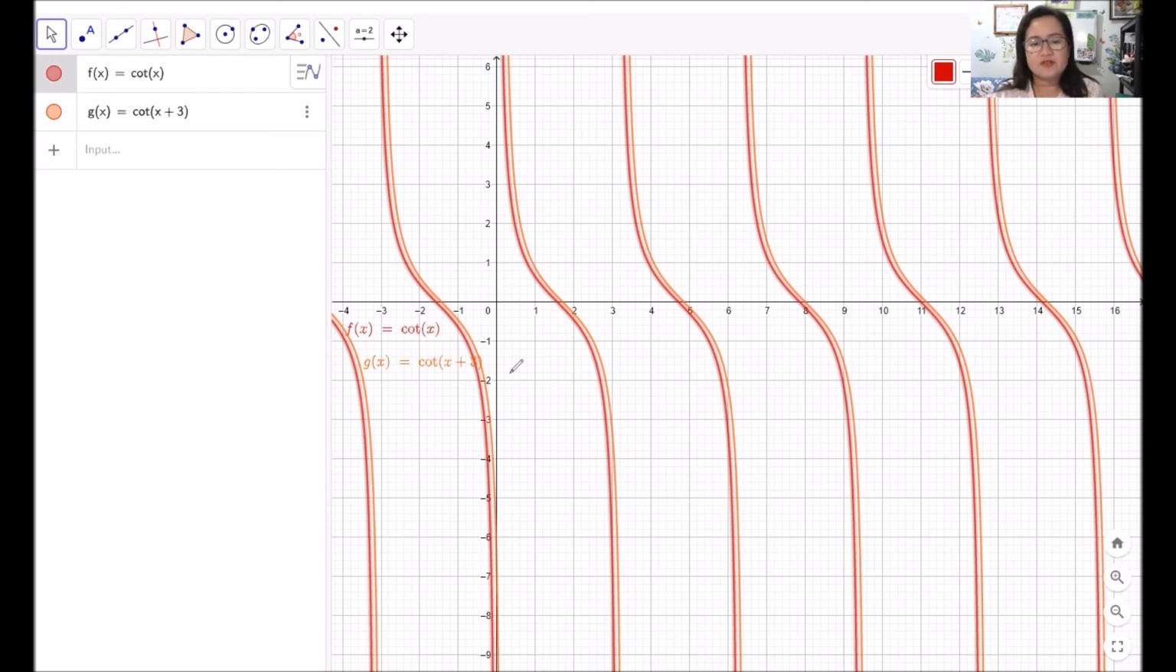These are the transformations in the graph of cotangent x as we change the value of the variables a, b, c, and d.